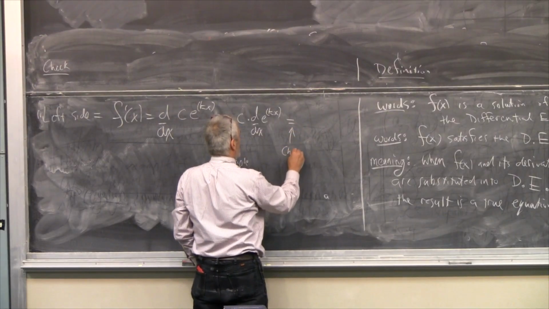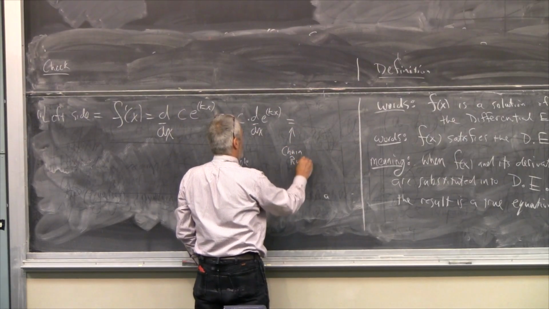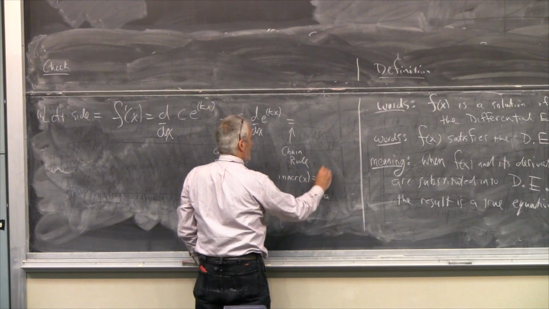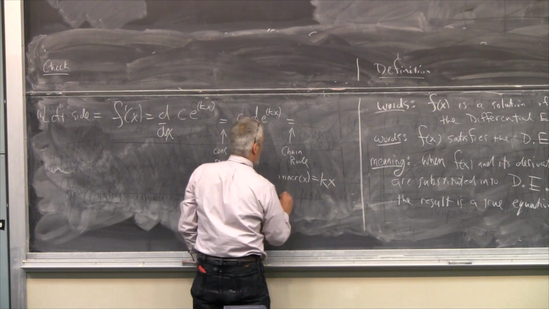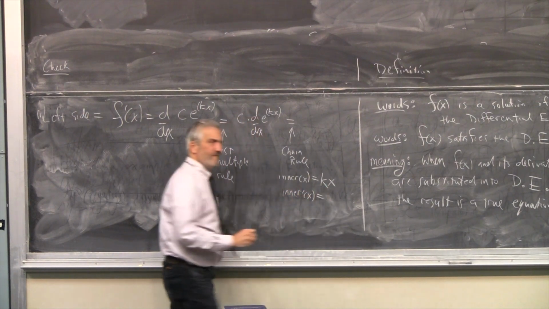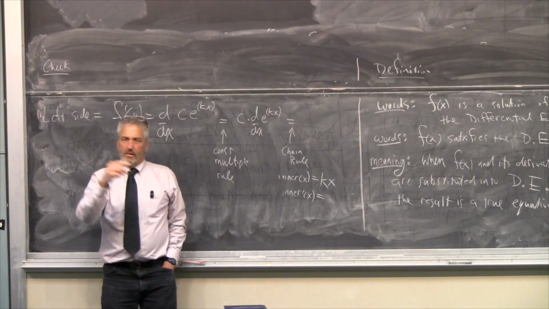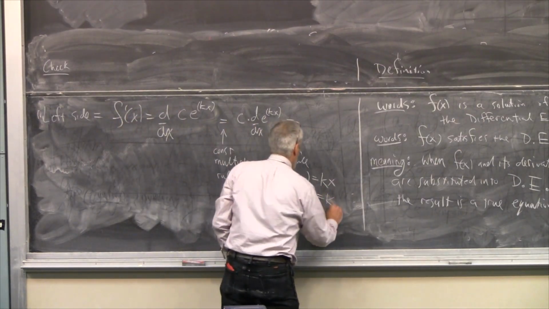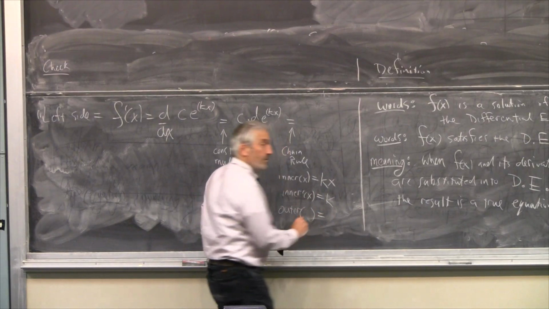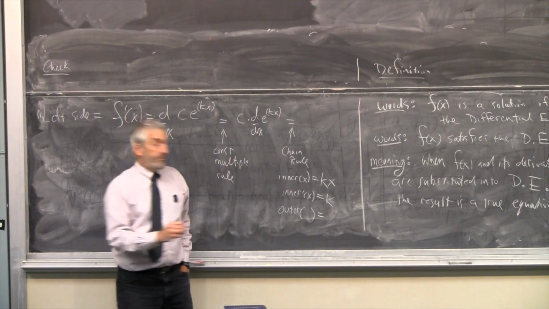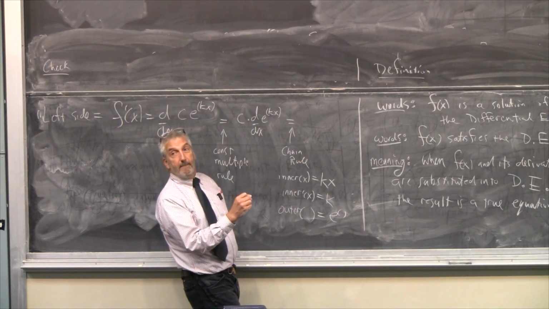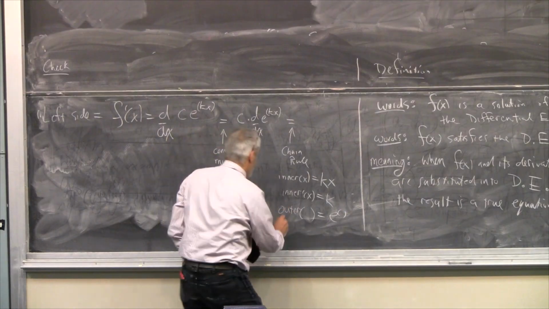So, chain rule. My inner of x is the thing inside, so kx. So what's my inner prime? K. What's my outer function, somebody? E to the parentheses. So what's my outer prime? Good.